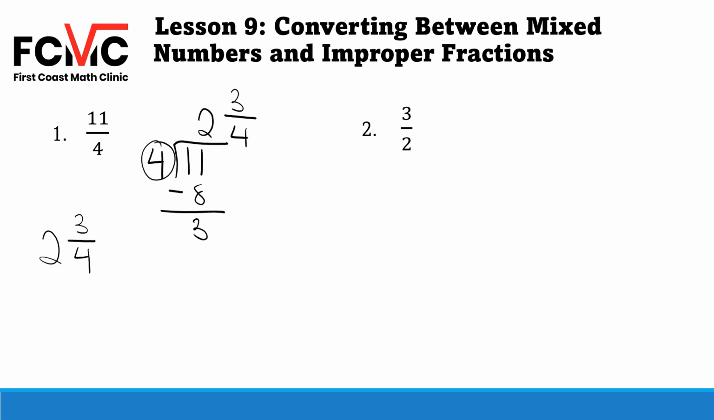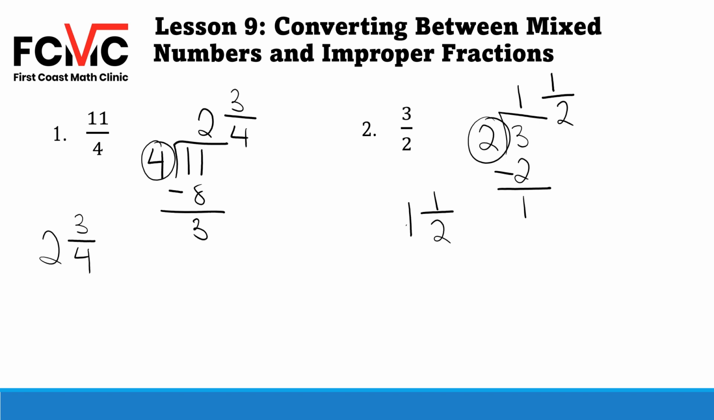And then 3 over 2, we're going to divide the 3 by 2. So 2 goes into 3 once, so we've got one whole part. 1 times 2 is 2. Subtract, we get 1 left over. So the 1 is going to be our numerator. And our denominator is going to be the value we're dividing by, so 2. So we get 1 and 1/2 as our mixed number. So our improper fraction, 3 over 2, converts to 1 and 1/2.